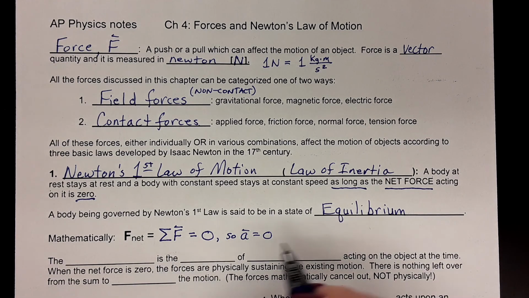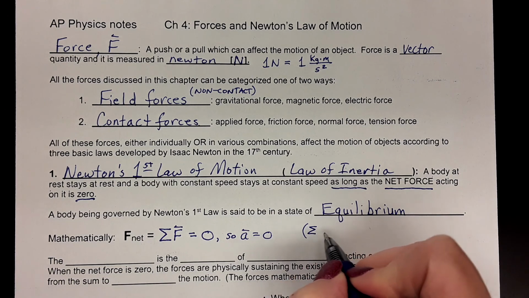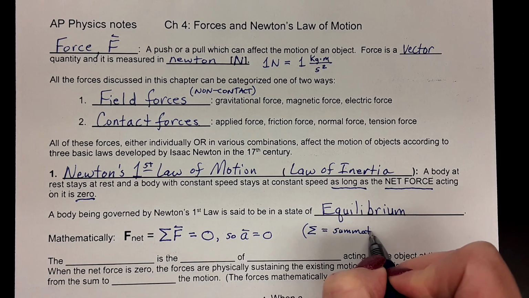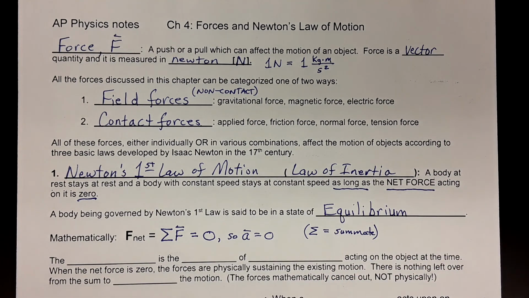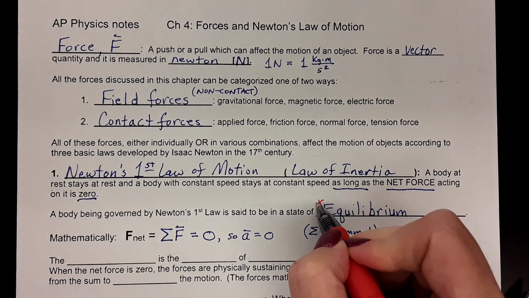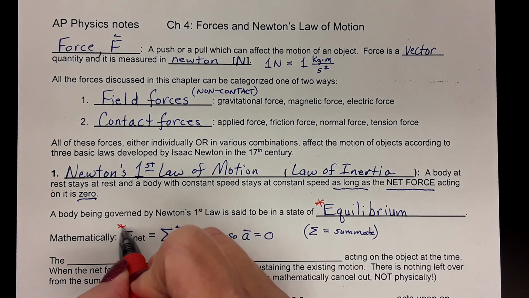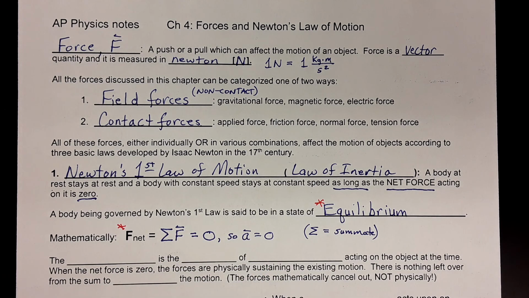Okay? All right, so real quick, remember that the Greek letter sigma means mathematically to summate or to add together. If you don't know that, now you do. It's shorthand. Okay? All right. And anytime an object is in a state of equilibrium, this has to be true. The net force has to be zero so that there's nothing left to overcome the inertia and change the velocity, change the motion. Okay, so right here, let's fill these in.